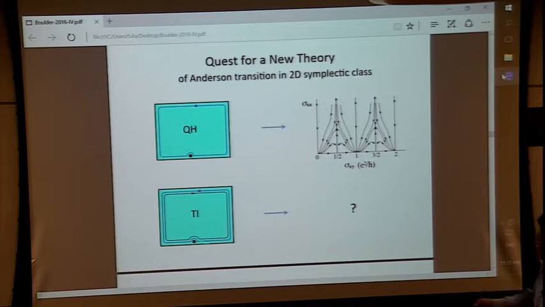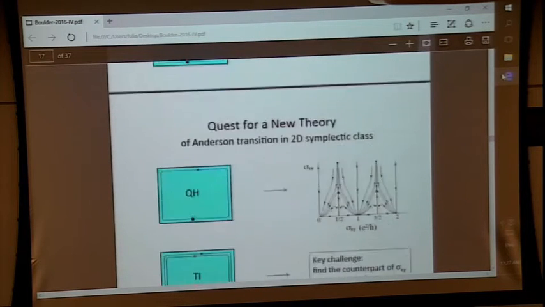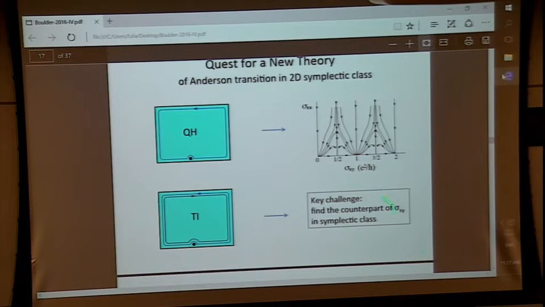Okay, but what about the corresponding phase diagram for a 2-dimensional symplectic class? After we know the presence of topological insulators, this is a problem we thought a lot about back in the early days, and the key challenge here is the following.